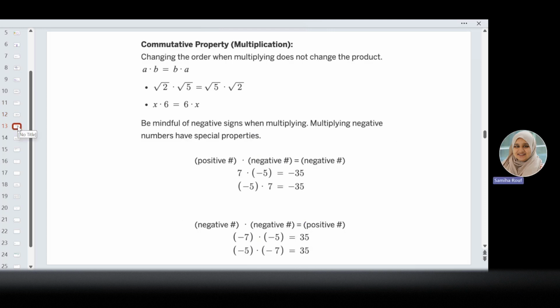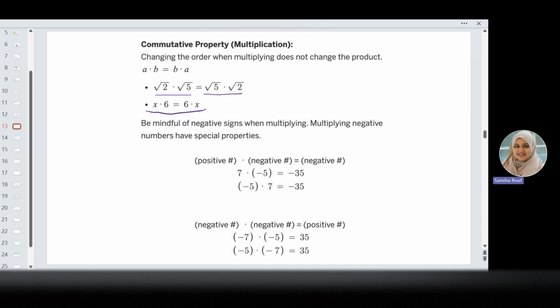Now, we also have a commutative property for multiplication. So if you multiply two numbers together in one order, that's the same as multiplying those two numbers in another order. So square root of 2 multiplied by square root of 5 is the same as square root of 5 times square root of 2. The same goes for algebraic multiplication. So x times 6 is the same as writing 6 times x.